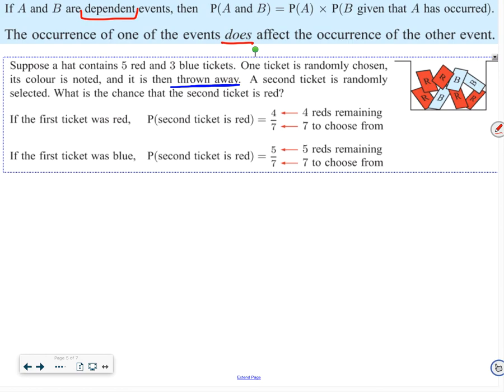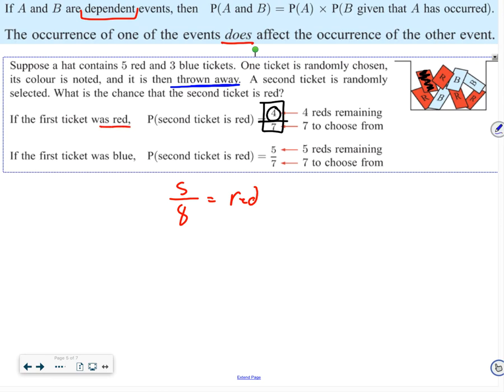Okay, so before we had 5 out of 8 for it being red. One of those red tickets was picked and it's thrown away. So it's the probability that the second ticket is red. Well, remember, now there are only 4 red tickets remaining, and there would be 7 total remaining, so that probability is 4 out of 7. That's if the first ticket was red.